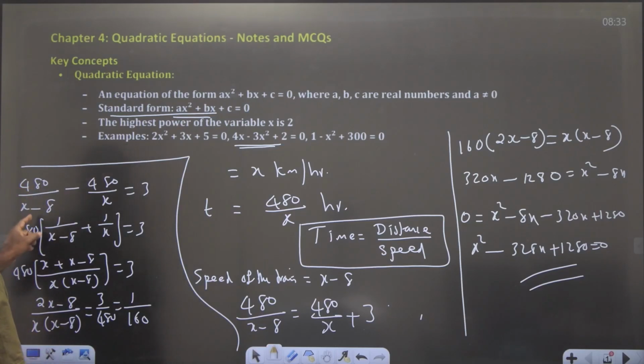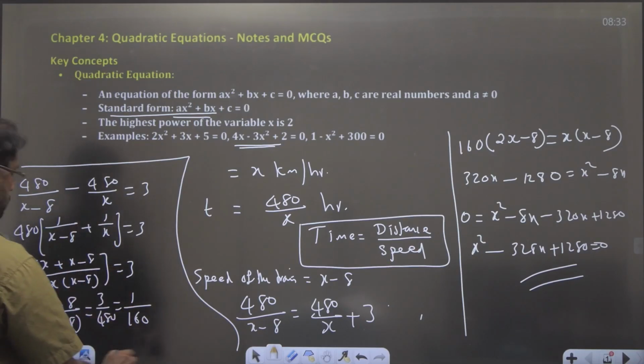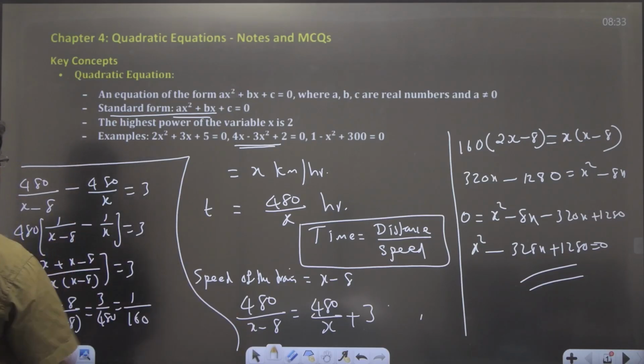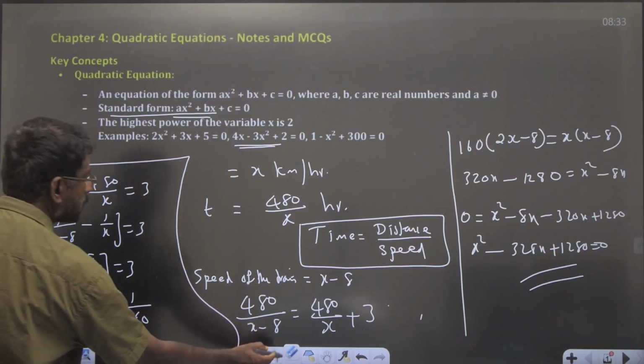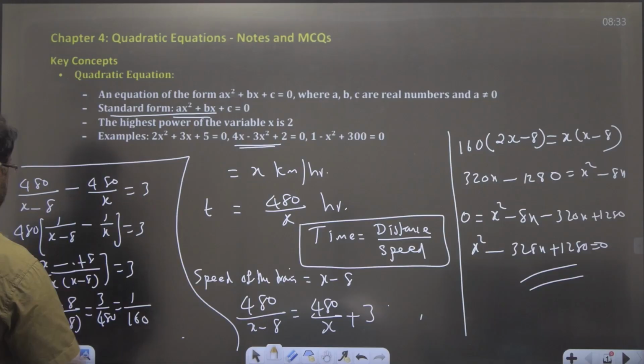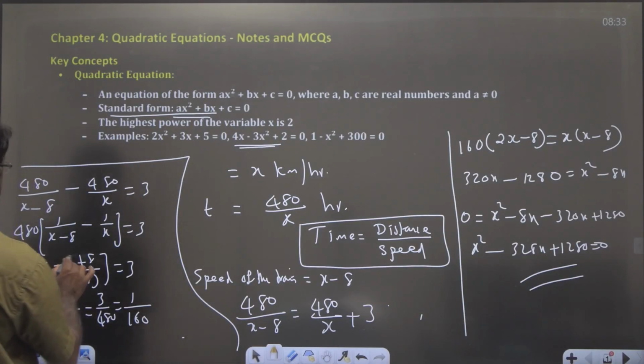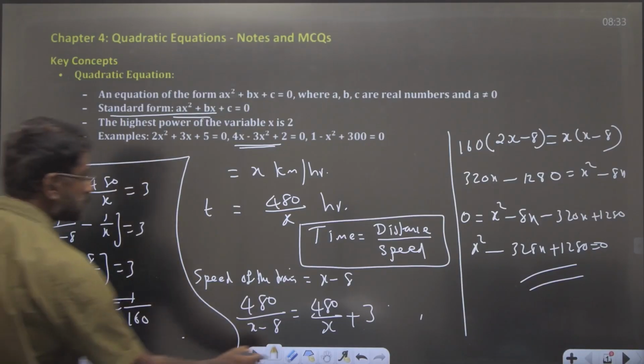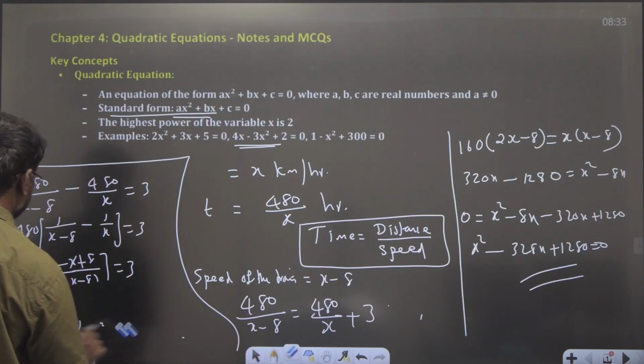480, convert 480 into 1 by x minus 8. So here is a mistake. This is minus. So when crossing x minus x, there is a mistake: minus, plus. So x can be directly cancelled here.